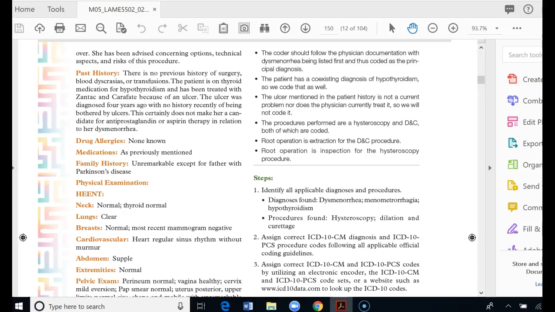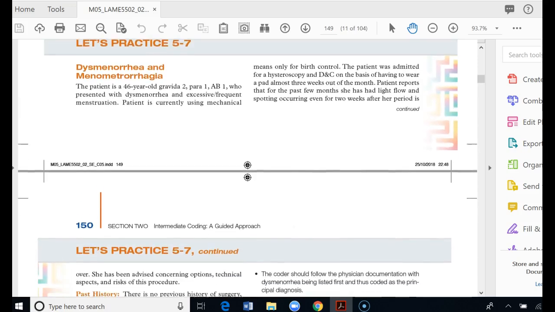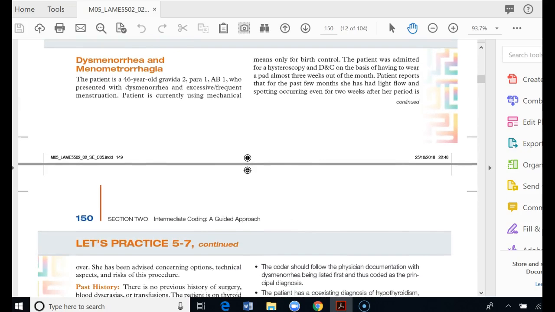Hello everyone, I just wanted to make a quick video showing you how we use 3M to code an inpatient case to generate an MS-DRG. So I have a practice case up here, and this patient, it says, is a 46-year-old gravida 2 para 1 who presents with dysmenorrhea and excessive or frequent menstruation.